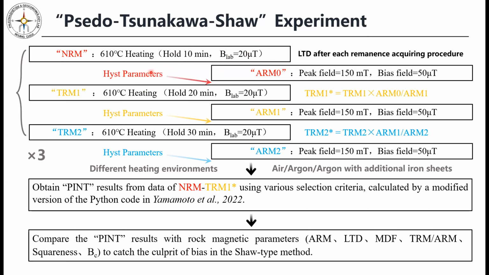After this, we demagnetize the specimens to further mitigate the effects of isothermal remanent magnetization. And we conduct the experiment in three different heating environments: air, argon, and argon with additional iron sheets to enrich the extent of the thermal alteration. After that, we calculate the paleointensity and compare it with rock magnetic parameters.